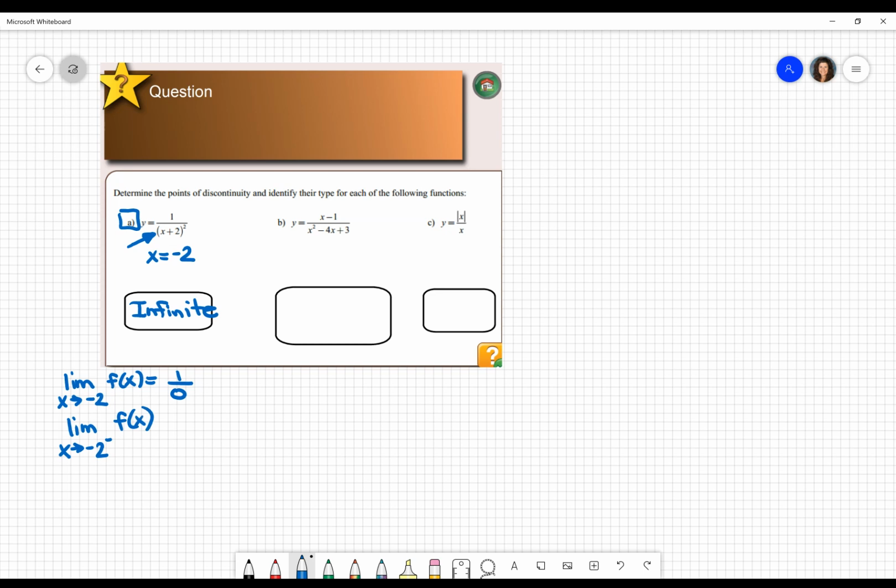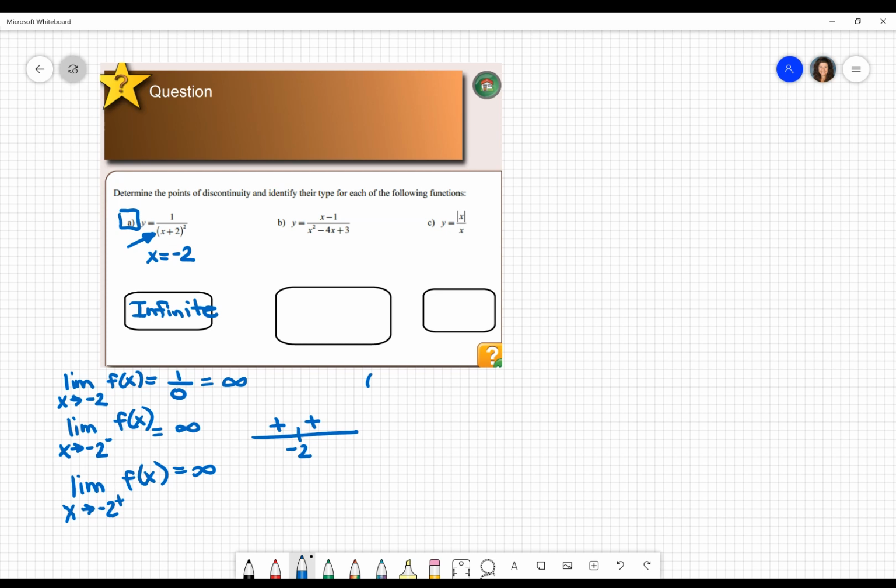Now, I could clarify this a little bit more by looking at the limit as I approach -2 from the left and looking at the limit as I approach -2 from the right. And so if I were to test values to the left and right of -2, so pick a number smaller than -2, like -3, it would be positive. If I pick a number greater than -2, like -1, it would also be positive. So then we can see that it is going to infinity and infinity. So that is what the asymptote would look like and the discontinuity.